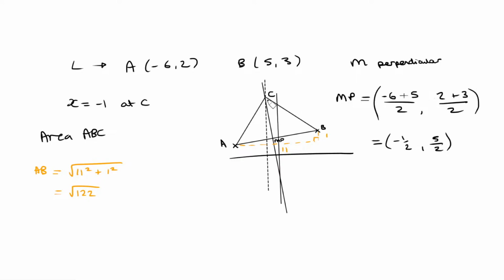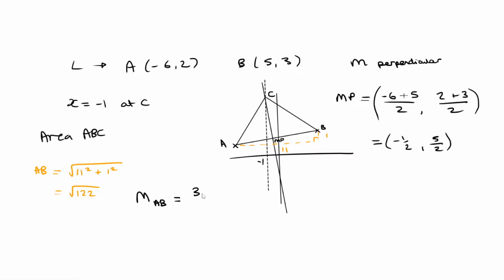And then we want to know the coordinates of C. Now we know that the x coordinate of C is -1 and it's on the line M. We haven't used the information that they're perpendicular yet, so I guess we would have to find the equation of line M.